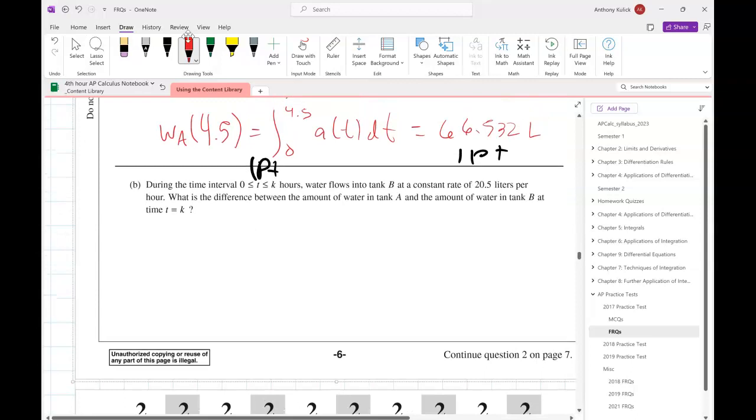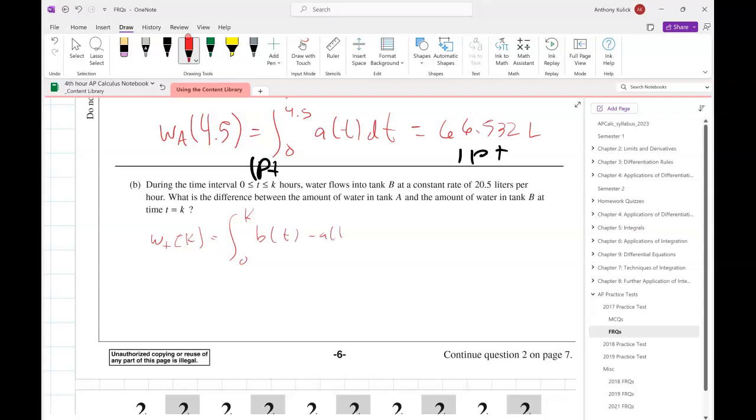So the water in the tanks at time k is just going to be the integral from 0 to k of what was it? Which one was on top there? It was the B of t minus A of t dt. So 1 point for doing that.